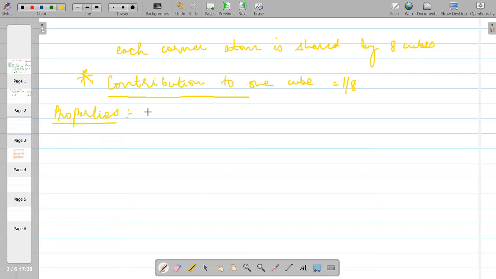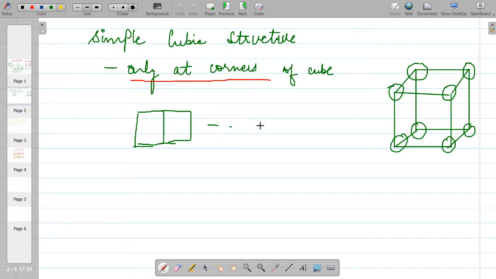If I go towards the properties of the simple cubic structure, the first property would be the number of atoms in the simple cubic structure. As I have drawn this diagram, let me copy it.